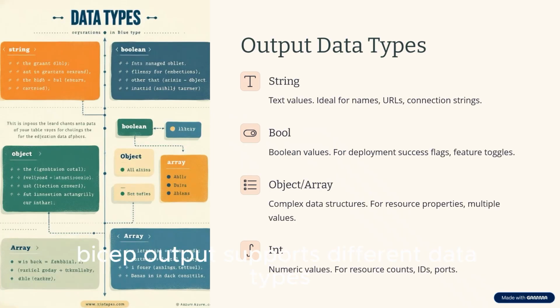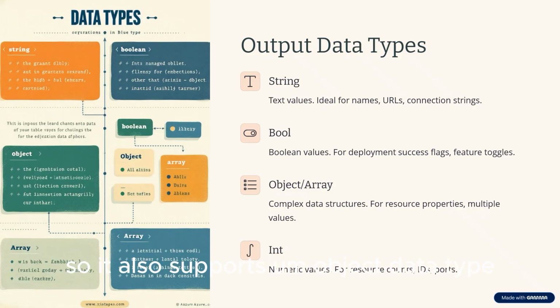Bicep output supports different data types. It supports the string data type, ideal for names, URLs, connection strings, and strings in general. It also supports Boolean values, such as deployment success flags, and also for toggling on and off, or true or false kind of output.